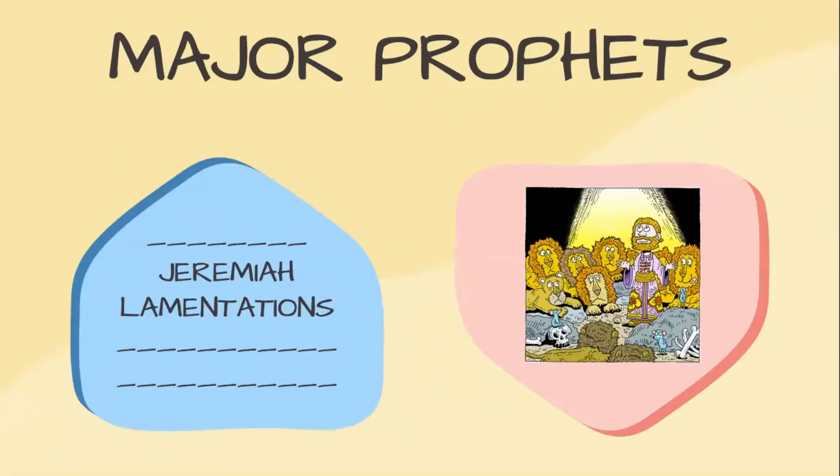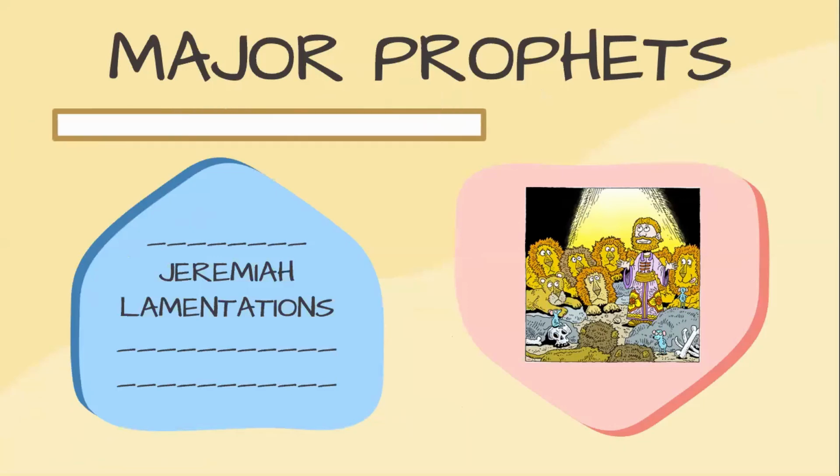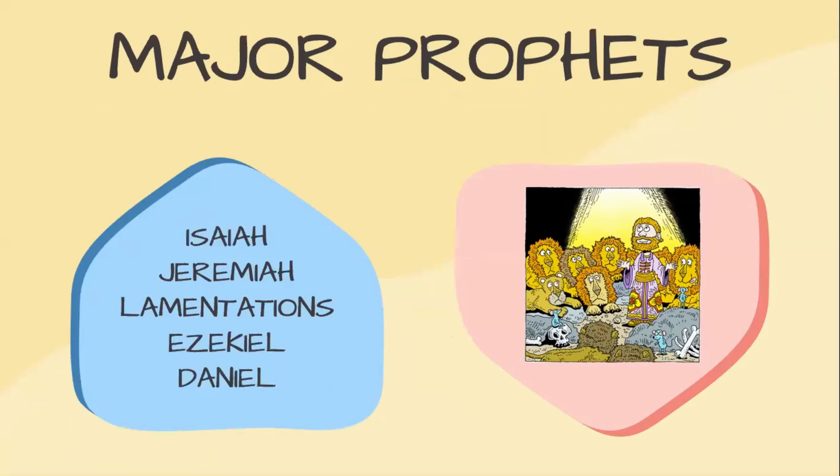And last week we learned the major prophets, so let's see if we can remember those. Okay, so the books of the major prophets are Isaiah, Jeremiah, Lamentations, Ezekiel, and Daniel. Good job in remembering those other books, guys.